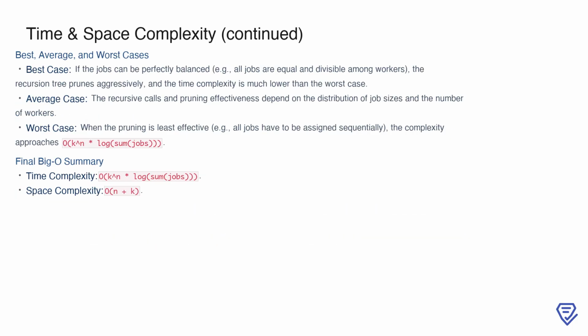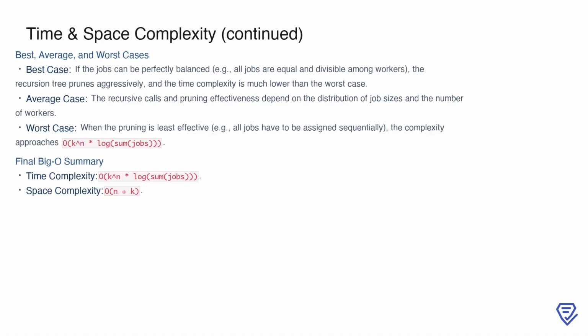Now, let's consider the best, average, and worst-case scenarios. In the best case, if the jobs are perfectly balanced, such as when all jobs are of equal size and can be evenly distributed among workers, the recursion tree prunes aggressively, and the time complexity becomes much lower than the worst case. In the average case, the actual number of recursive calls and the effectiveness of pruning depend on the distribution of job sizes and the number of workers. However, in the worst case, where pruning is least effective, such as when jobs must be assigned sequentially, the complexity remains O(k^n * log(sum(jobs))).